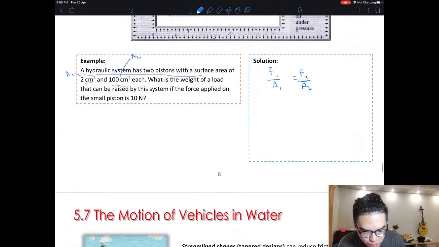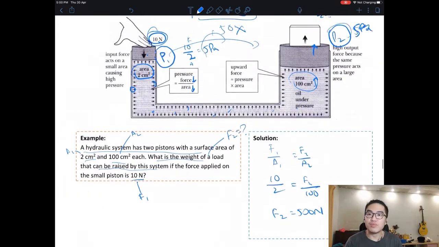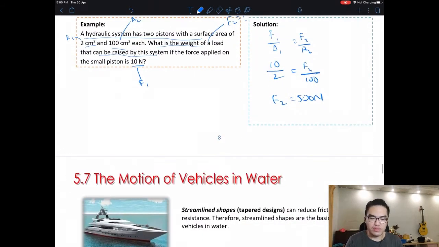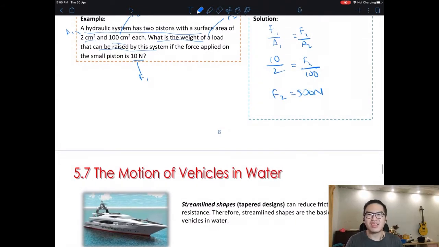What is the weight of the load that can be raised by the system? So basically they want F2. They don't tell you what F2 is. If my F1 is 10, so basically 10 over 2 equals F2 over 100. So my F2, I should get 500 Newton. Same as just now. I'm raising a 50 kilo force using 1 kilo force. Simple concept, nothing much here.